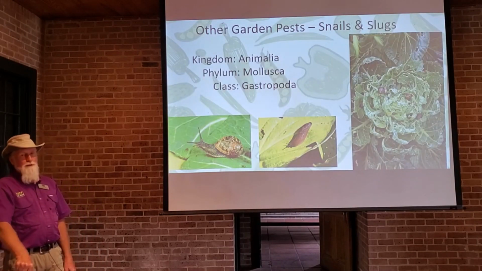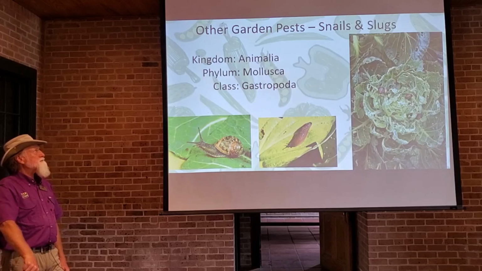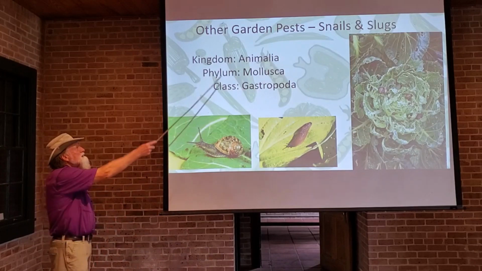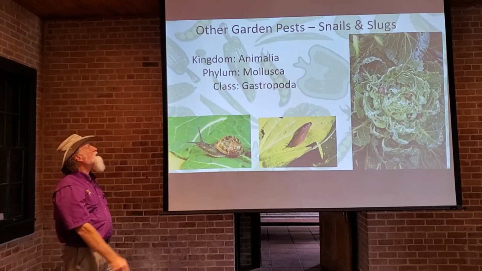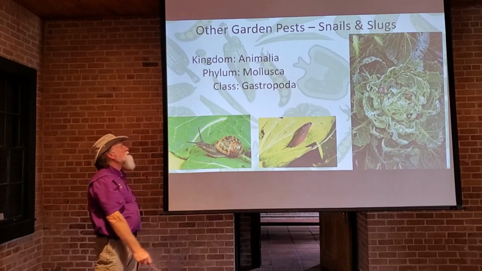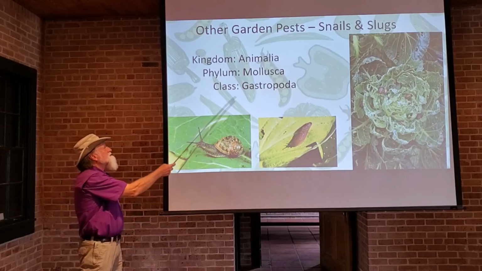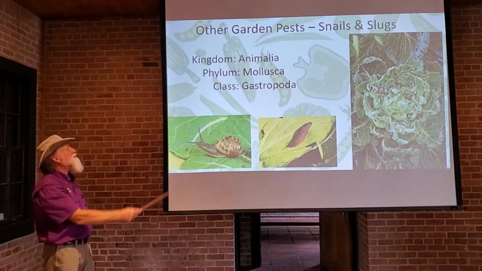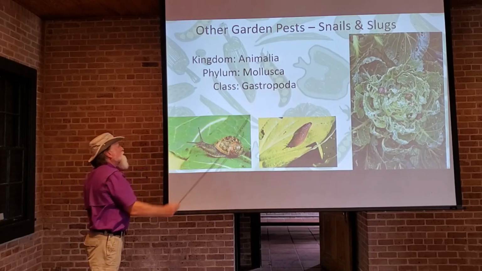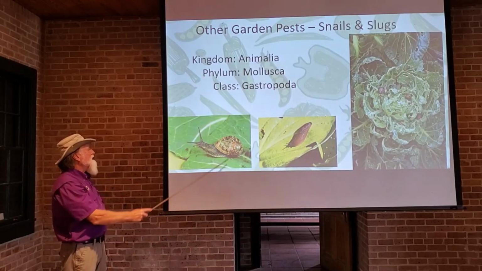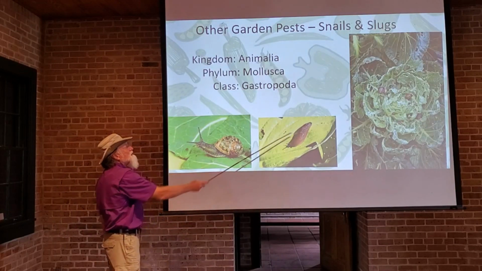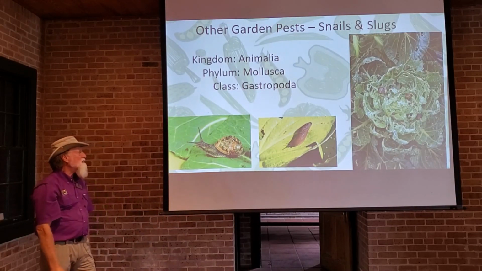Now, after we move outside the insects, there are some other garden pests that we want to tell you about. These are the mollusks. They're still in the Animalia kingdom, but the phylum is the Mollusca. A footed, single foot, that's the poda part of the class name. The snails and the slugs. And a slug is essentially a snail without its shell.